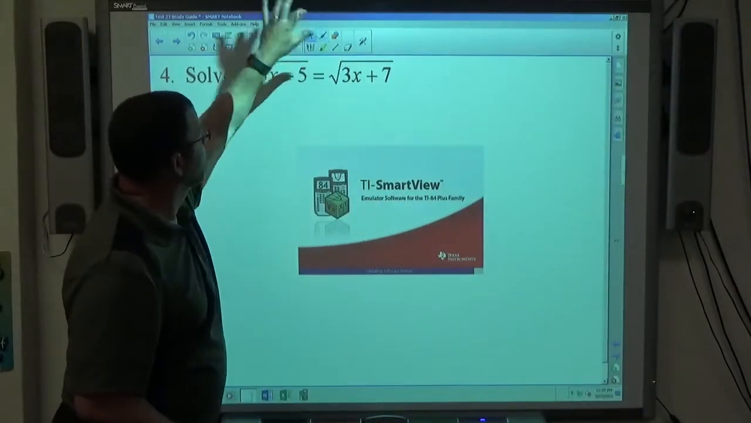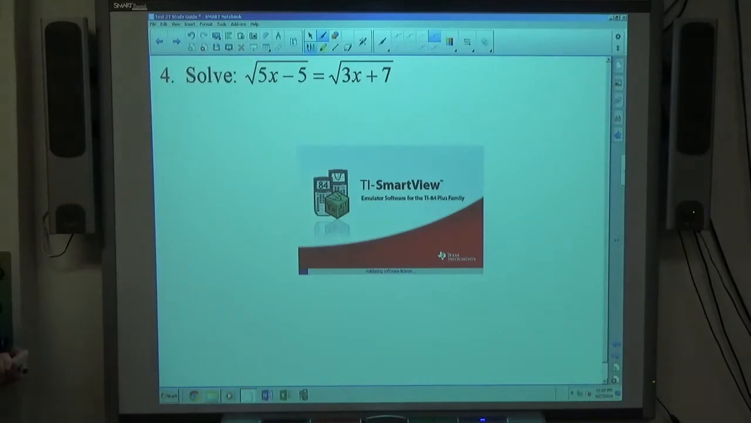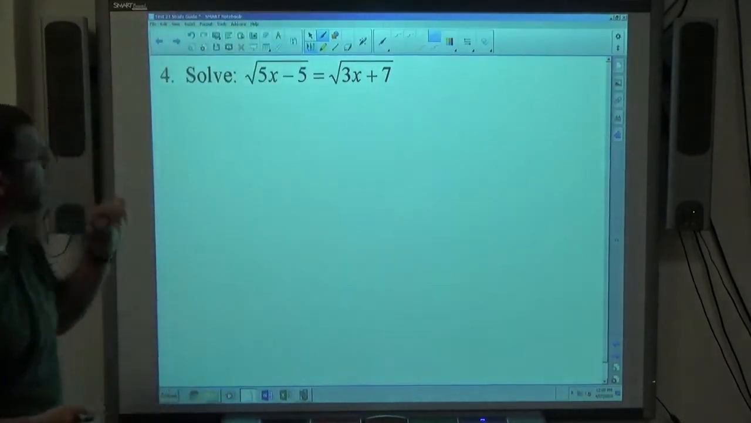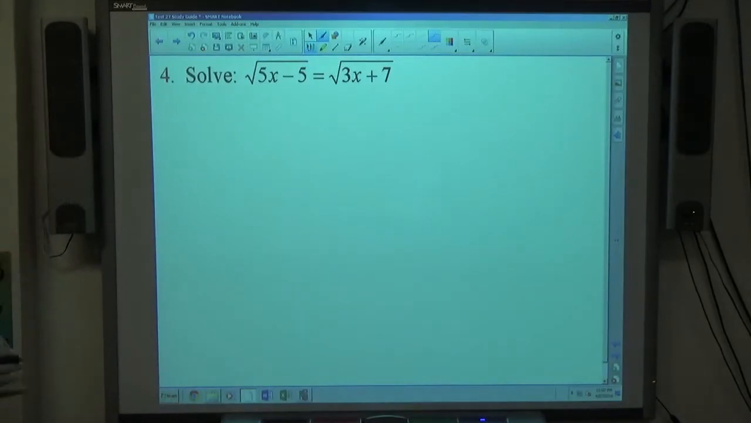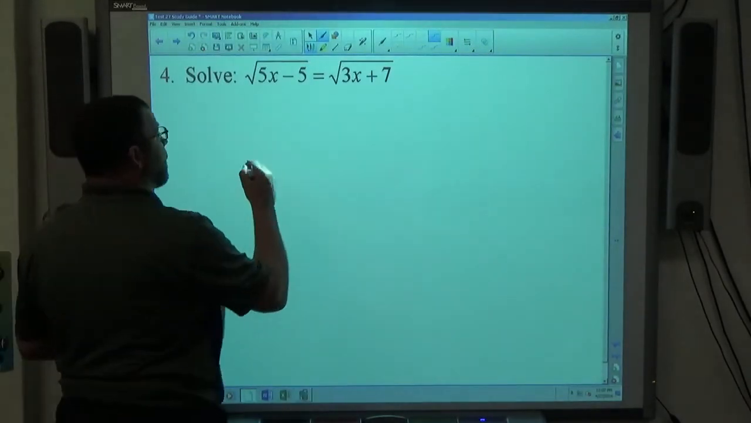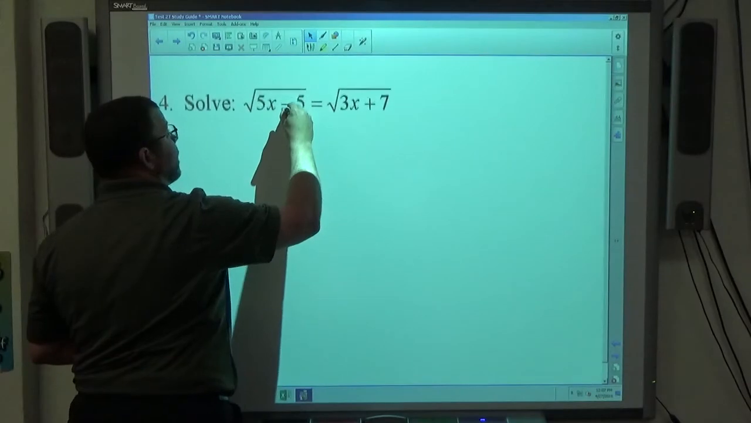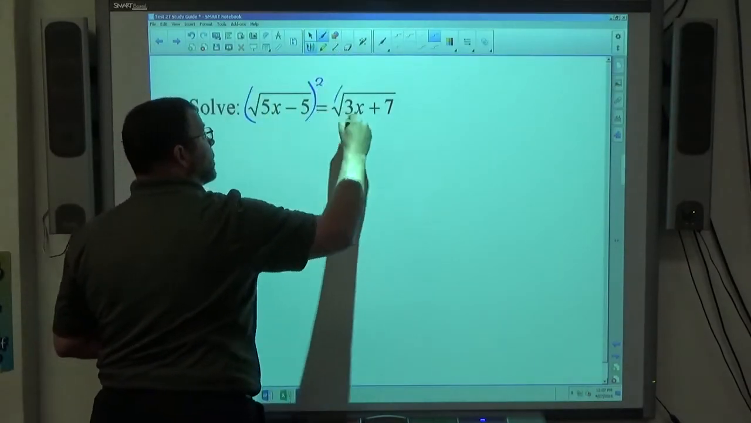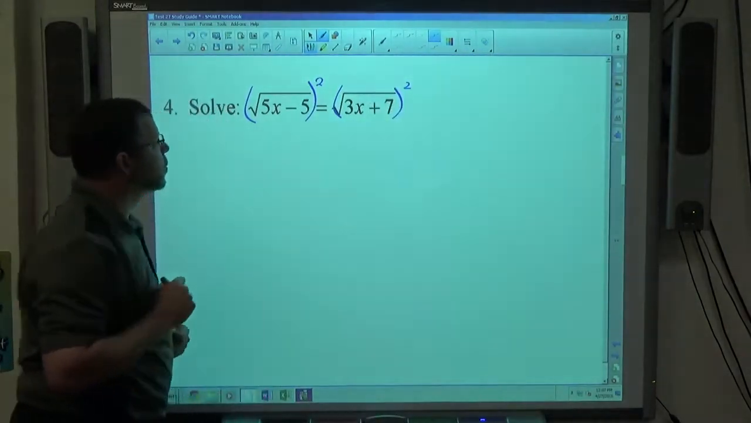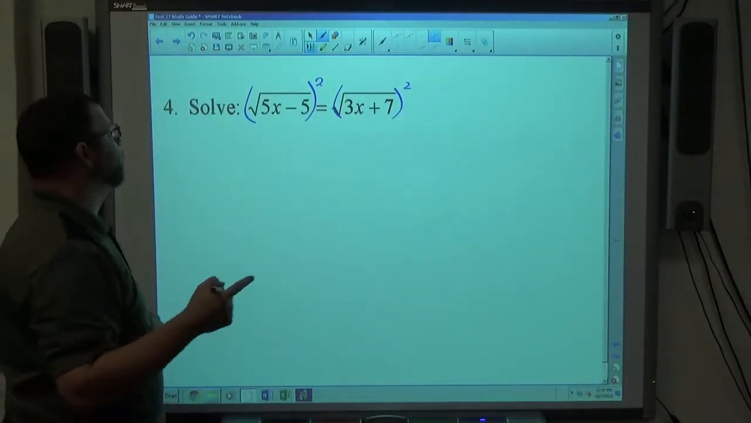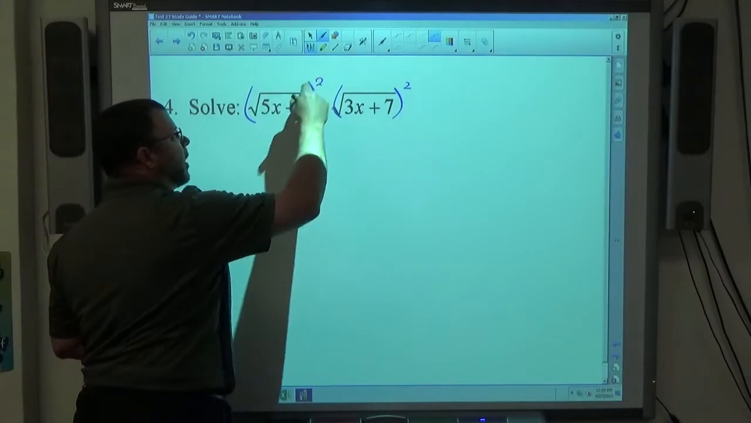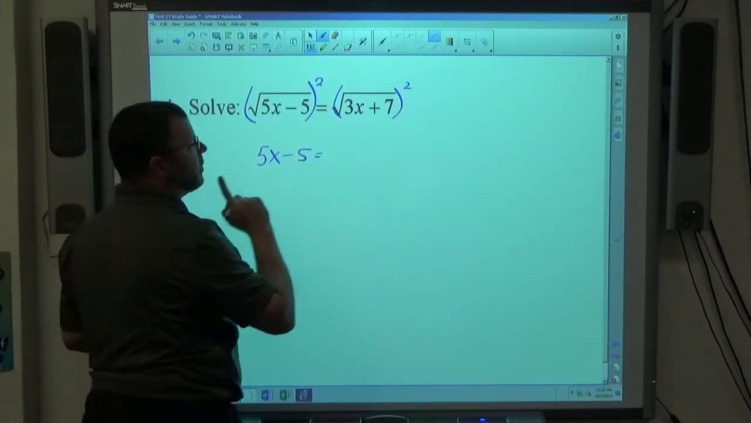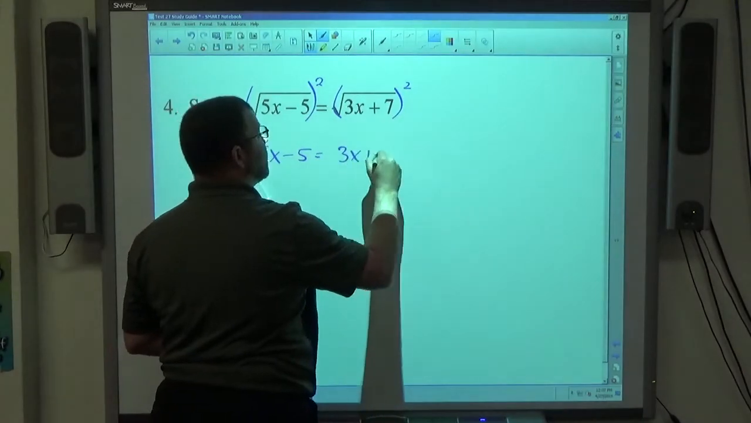We're trying to solve a radical equation, and this is the easiest type of radical equation possible in that the radical on the left equals the radical on the right, nothing else in there. So all I have to do to this equation, I'm going to slide it down a smidge here, is square this and square this. Squaring the square root gets rid of the square root symbol. So the square root of 5x minus 5 squared is simply 5x minus 5. The square root of 3x plus 7 squared is simply 3x plus 7.